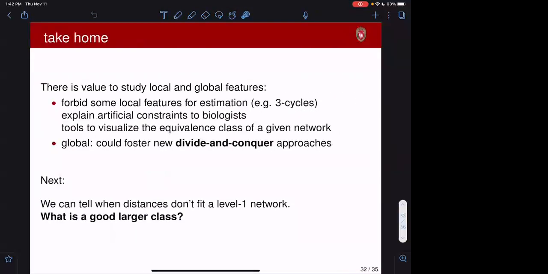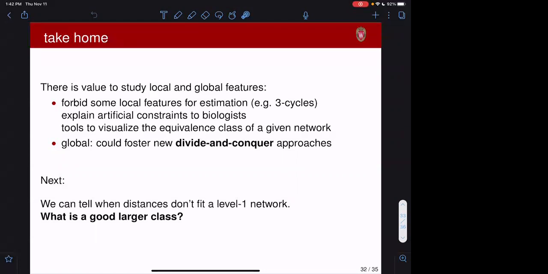Okay, so some take-home messages. I think there is value to study local and global features in a network. For local features, if we know that some things are not identifiable, and if we write software that is going to try to estimate a network based on this kind of data, we shouldn't try to have these local features in our networks. We should avoid them, because otherwise we're just not going to search efficiently.